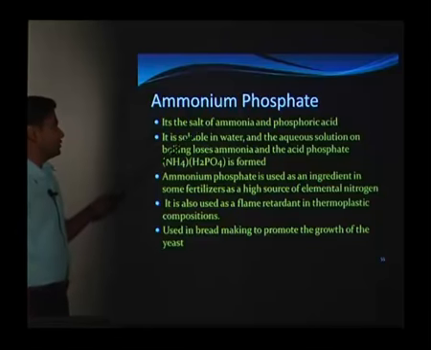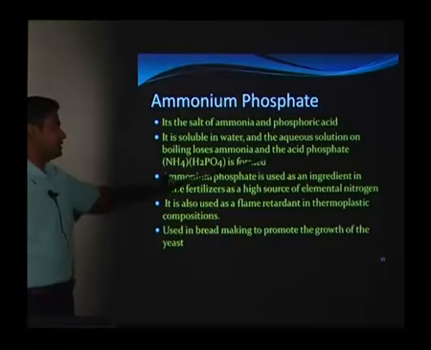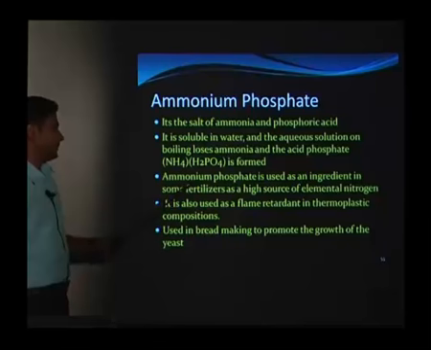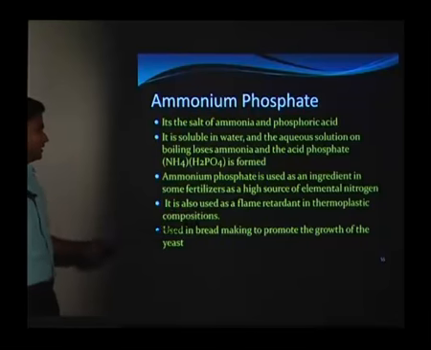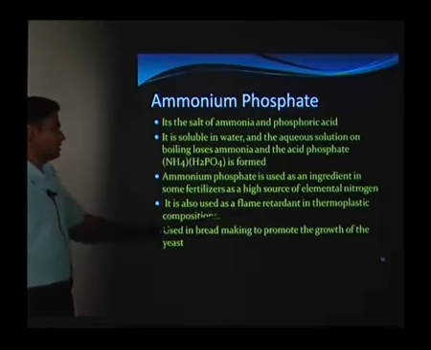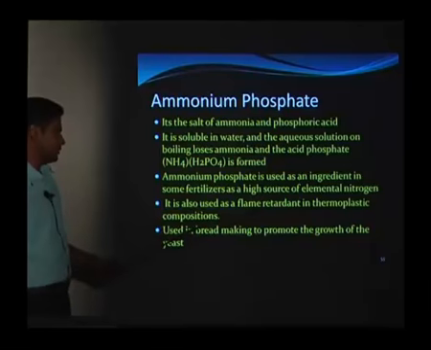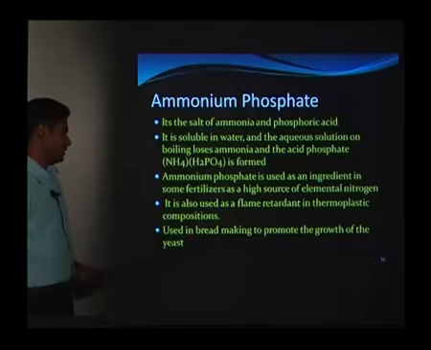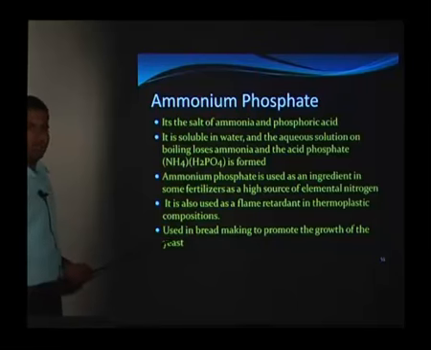If we see the ammonium phosphate, it is the salt of ammonia and the phosphoric acid. It is soluble in water and the aqueous solution on boiling loses ammonia and the acid phosphate. So this is the mixture form when you boil them. Then ammonium phosphate is used as an ingredient in some fertilizers as a high source of the elemental nitrogen. It is also used as a flame retardant in the thermoplastic composition, and it is used in bread making to promote the growth of the yeast. So it is one of the nutrients for the yeast growth.